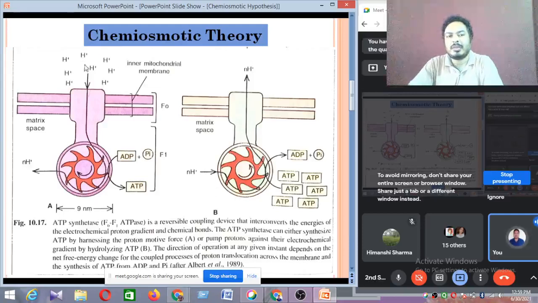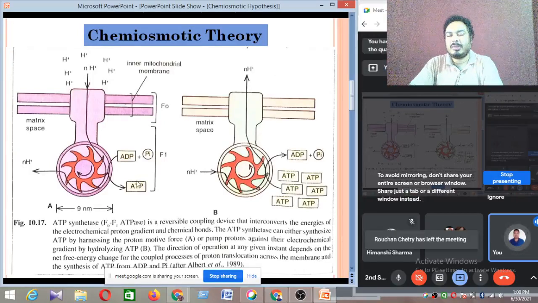So when the H plus molecules get inside, they produce the ATP molecule, and when the H plus goes outside, it breaks the ATP molecule into ADP again. So this is the breakdown of the ATP molecule, and this is the formation of the ATP molecule. ATP molecules are formed when H plus molecules get inside the matrix, and ATP molecules break when the H plus molecules go from the matrix to the inner membrane space. These two are the main mechanisms of the chemiosmotic theory. When they get inside, they produce the ATP molecule.